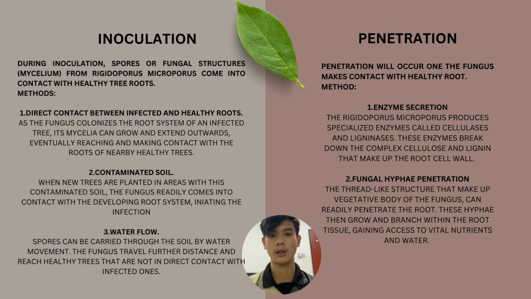For penetration, penetration will occur once the fungus makes contact with the healthy root. There are a few steps on how the fungus can penetrate the root structure. The first step is enzyme secretion. The Rigidoporus microporus produces specialized enzymes called cellulases and ligninases. These enzymes break down the complex cellulose and lignin that make up the root cell wall. This weakens the root structure and creates openings for the fungus to penetrate.